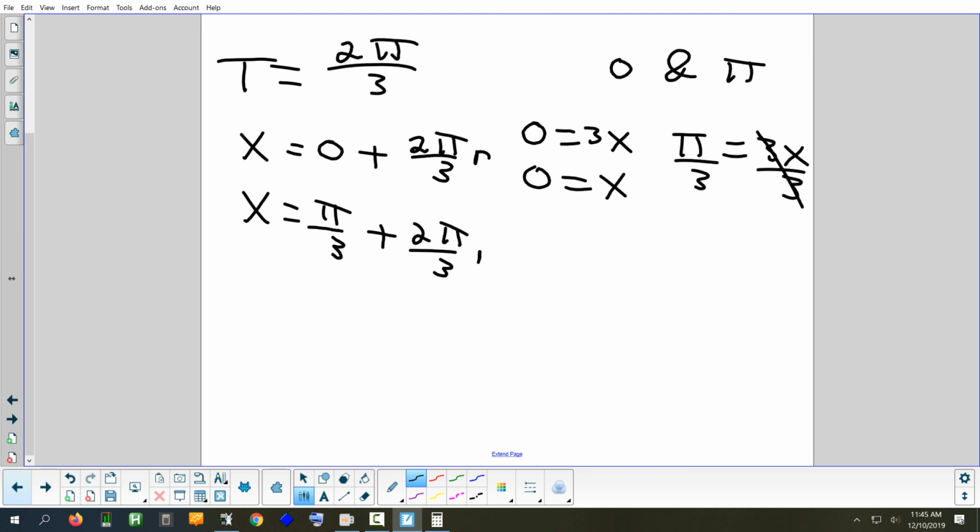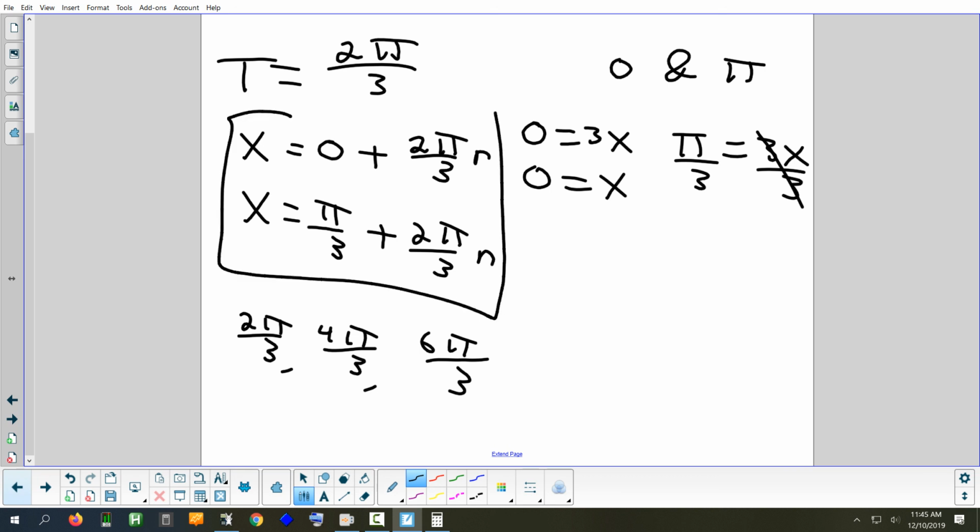Now, don't forget your n. What's 2 pi over 3 times 1? 2 pi over 3 times 2. And let's do one more, times 3. What I'm trying to do is look for a pattern to see if I could say this nicer. There's nothing wrong with this, but there might be a nicer way.